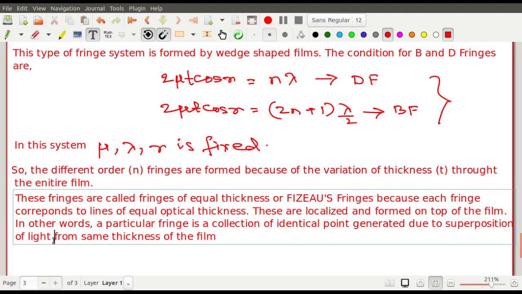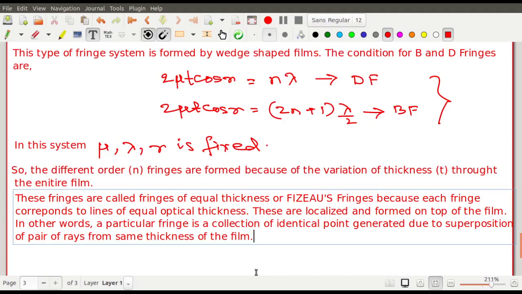Superposition of pair of rays from same thickness of the film. Pair of rays, you know that for interference you need pair of rays. So you need pairs. So where are the pairs being generated from? The pairs are generated from same thickness. The pairs are generated from same thickness.